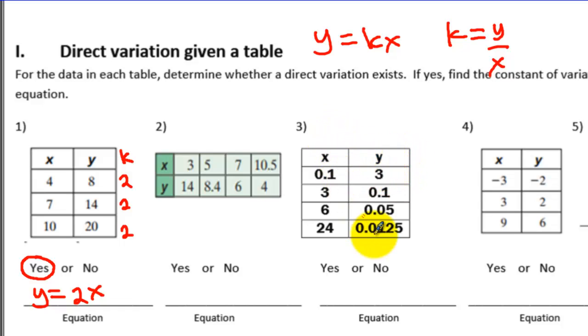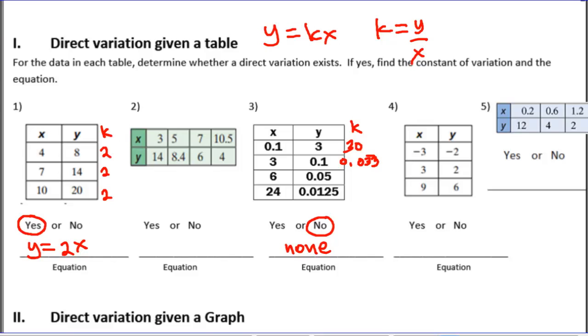Alright, for number 3, again, same procedure. We just need to divide y by x. So 3 divided by 0.1 is equal to 30. That's our k. Next, divide y by x. So 0.1 divided by 3 is equal to 0.033 repeating. Now since I have a different k here, we can conclude that this table is not a direct variation. Alright, go ahead and pause the video and solve problems 2, 4, and 5.